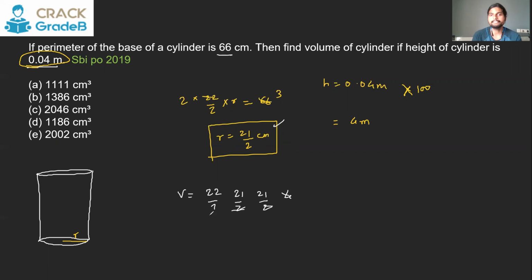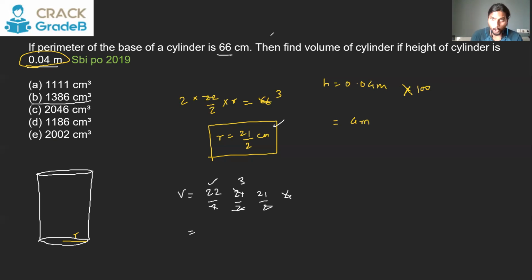So 2 into 2 gets cancelled with 4. 7 gets cancelled here with 3. And you just have to solve this. So once you solve it, you realize it is going to be 1386. You can go for the last digit also, or you can go for the answer should be multiple of.